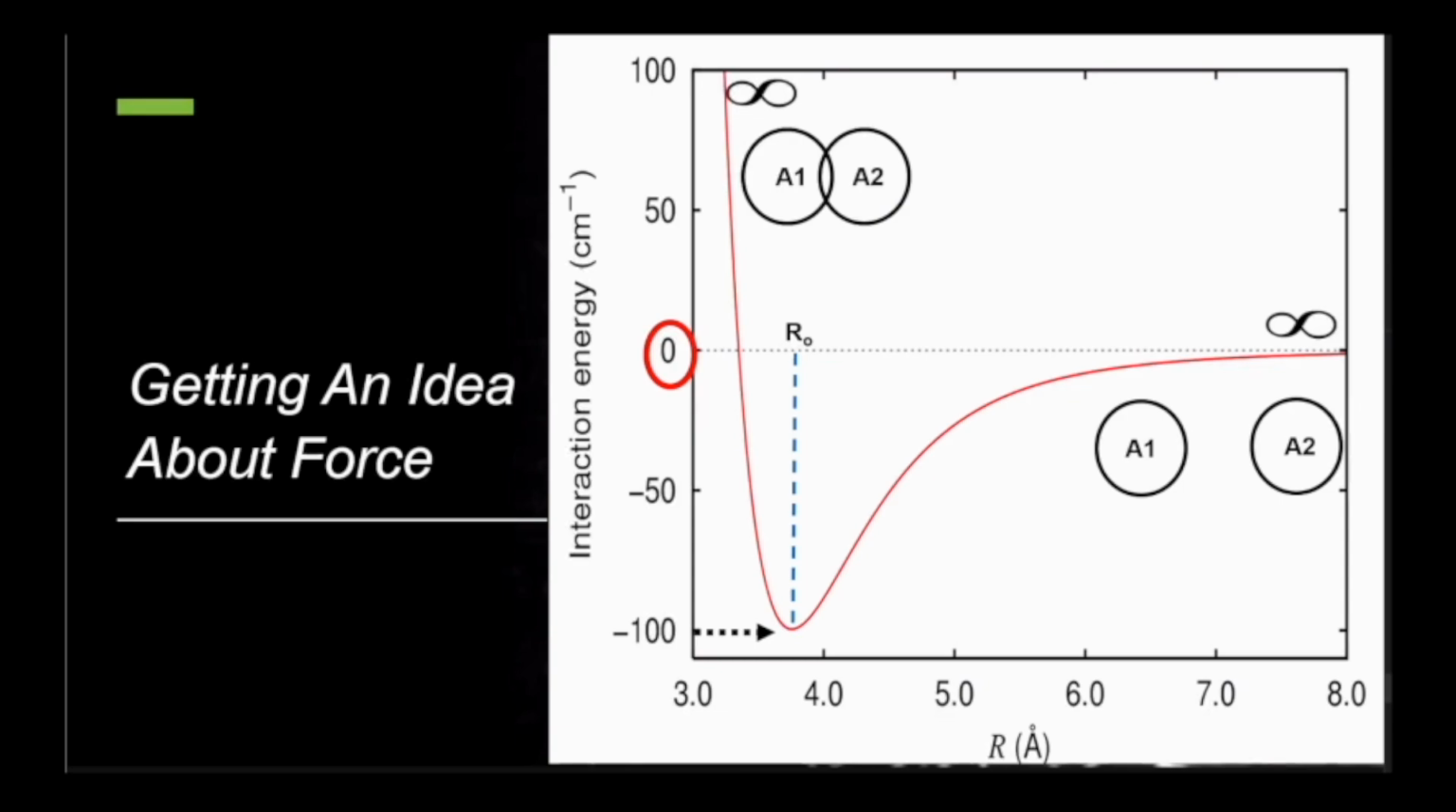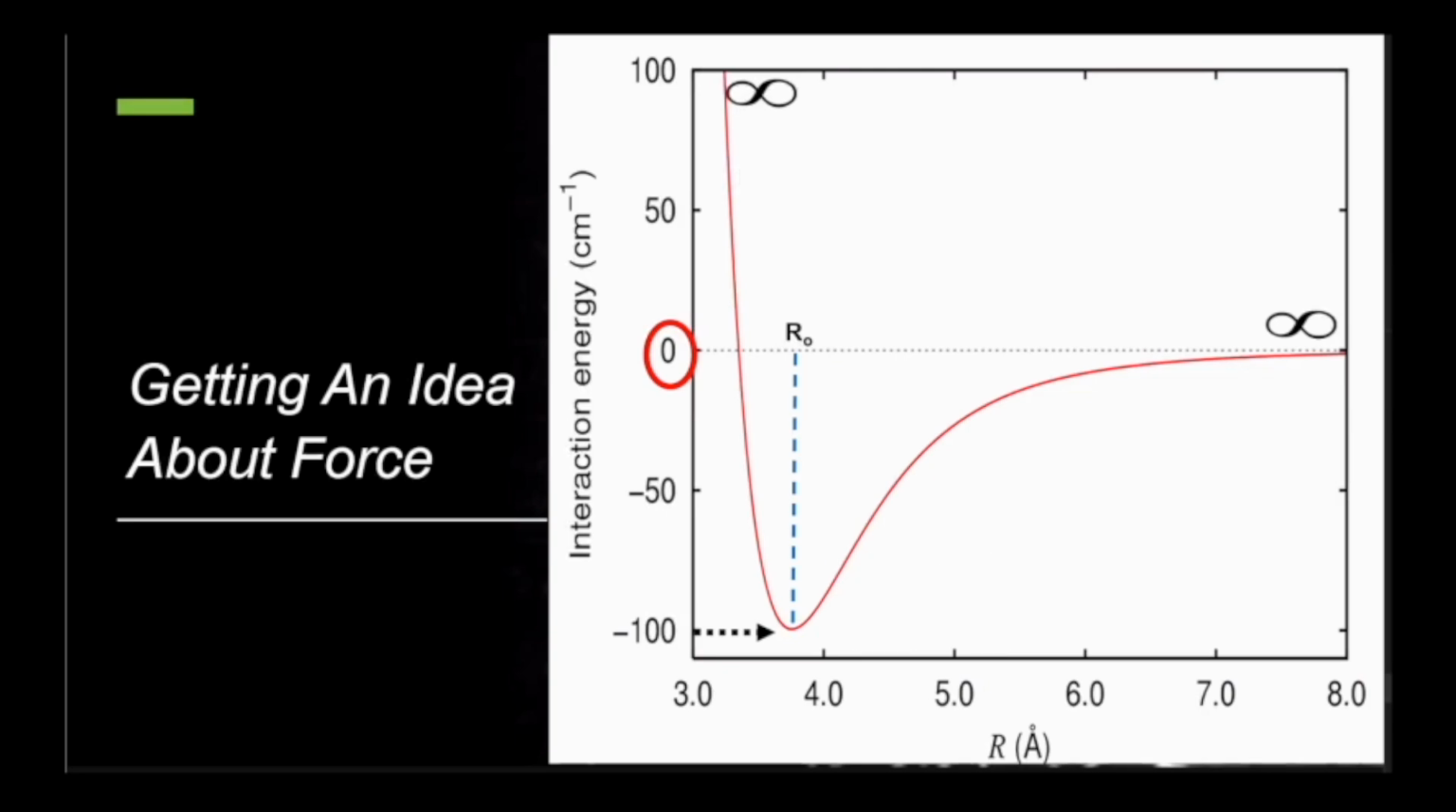The atoms are going to form interactions when they are at an appropriate distance, and this appropriate distance is known as R naught. And when the atoms are at R naught, at that time they are going to make interactions.